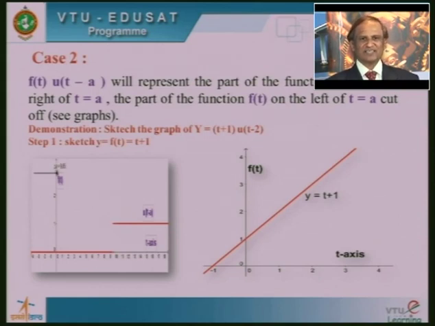The part of the function f of t on the left of t is equal to a is cut off. Is it clear? So you can see both the graphs. One is a unit displaced function. It is varying; I have given some values for a. That's why the curve is moving on either side. And y of t is t plus 1, a straight line passing through 1.